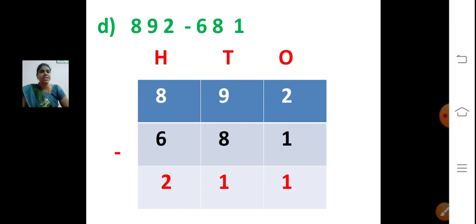First write the numbers in the exact places. Then start from the ones place. 2 minus 1 is 1. 9 minus 8, 1. 8 minus 6, 2. So you all know subtracting 3-digit numbers, right? Yes. First we have to start from the ones place. Then we have to subtract the tens. Then finally we have to subtract the hundreds.